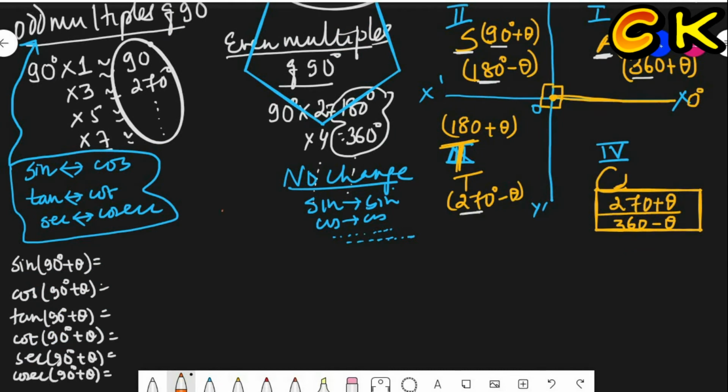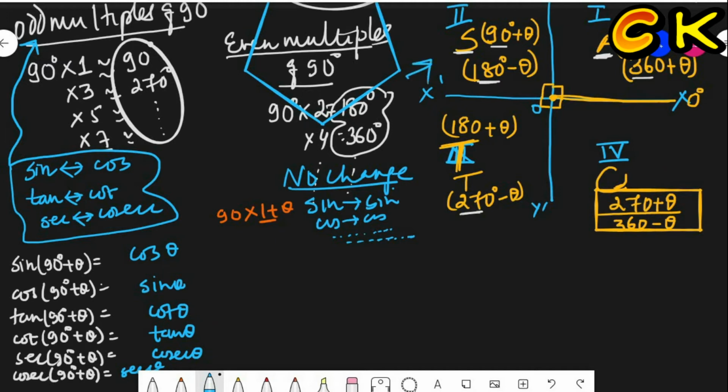As you know, 90 degree plus theta means 90 into 1 plus theta. 1 means odd. So sine will change to cos, and this will be applicable in all cases. So sine will be changing to cos theta, cos will be changing to sine theta, tan will be changing to cot theta, cot will be changing to tan theta, sec will be changing to cosec theta, and cosec will be changing to sec theta. And now 90 degree plus theta means which quadrant? Can you say? Yes, it's the second quadrant.